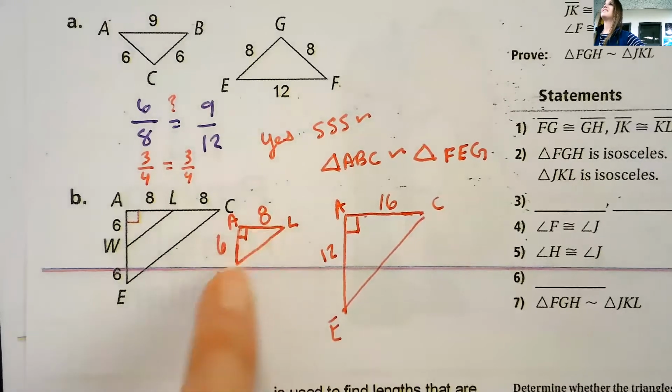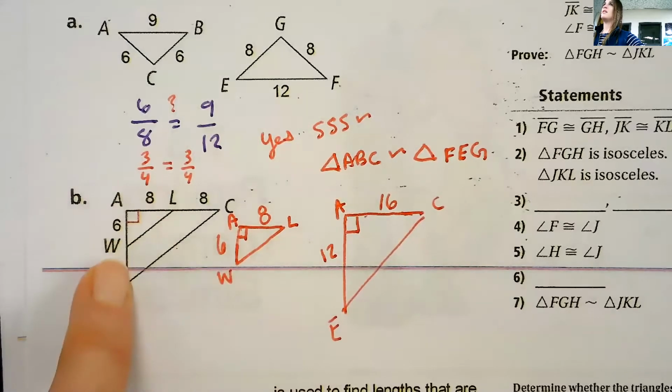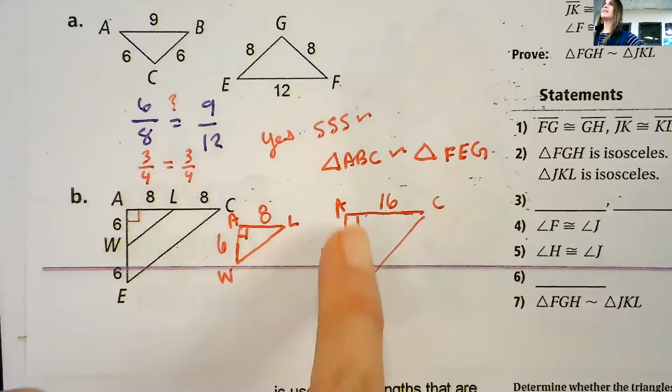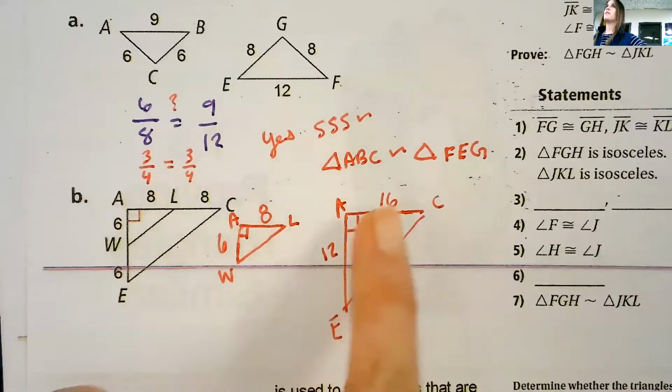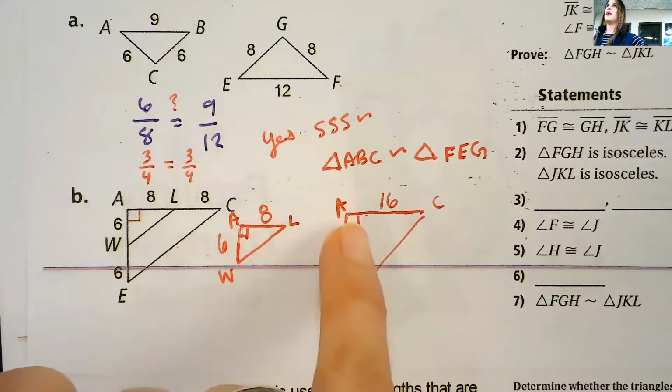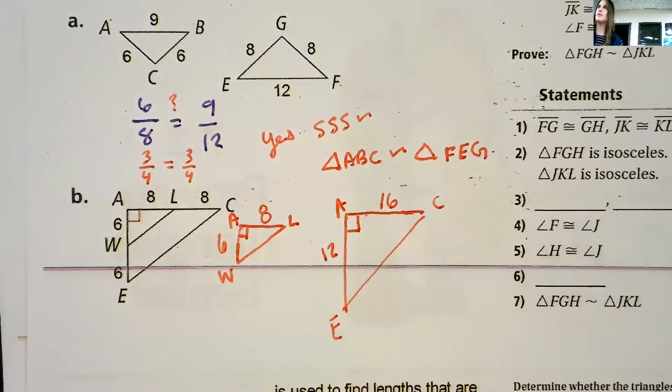We got 8 and 6 on the first little triangle, which was ALW. Then we have 16, because 8 and 8 was 16, and 6 and 6 makes 12. And that was an A. That kind of looks like an A. A and C and E on those sides.